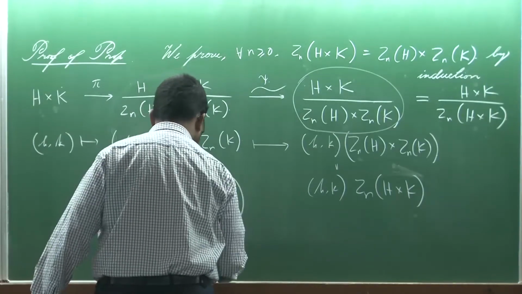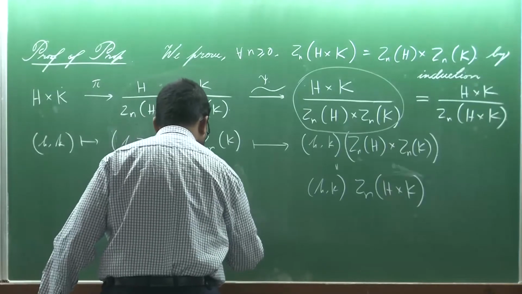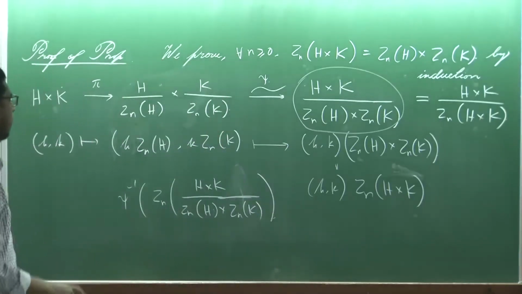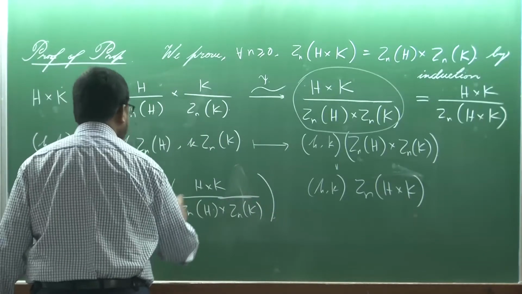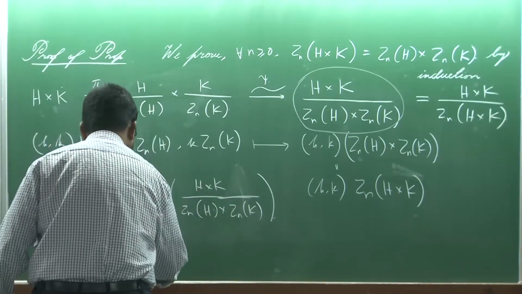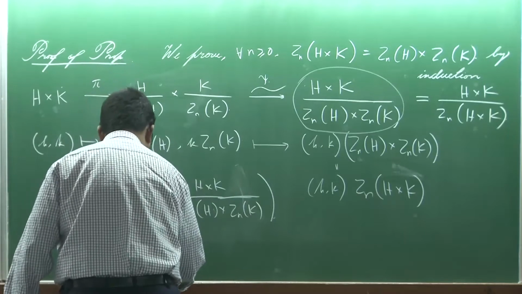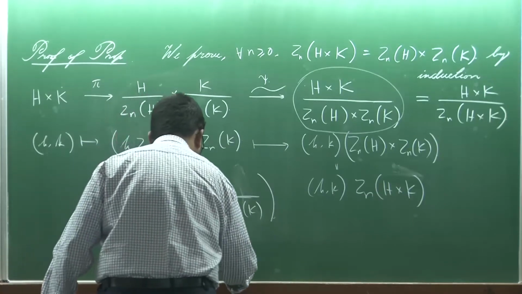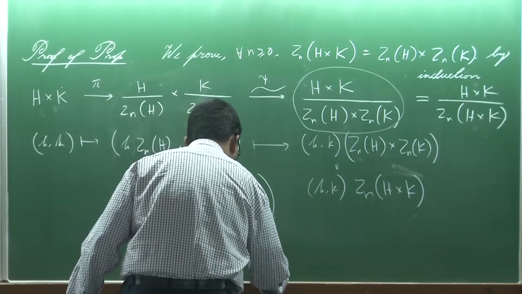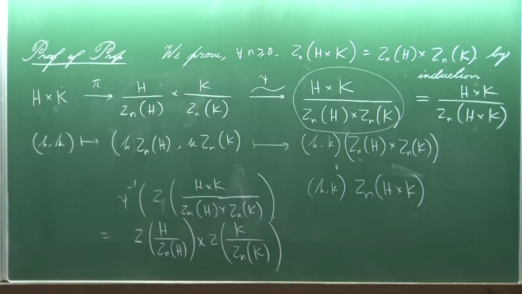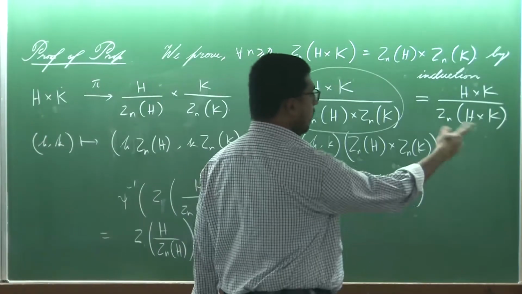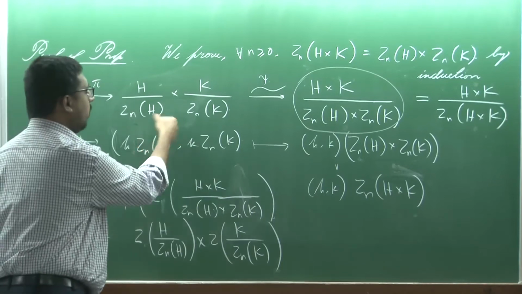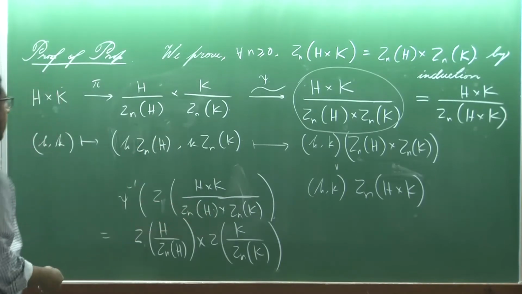which again you can write without any problem as simply, what is the inverse image of that? It is easy to see. When it comes back, it will be simply the center of this. That is quite clear, because whenever we have an isomorphism, the pullback of the center is the center of this. So this is what we have, easy to see.